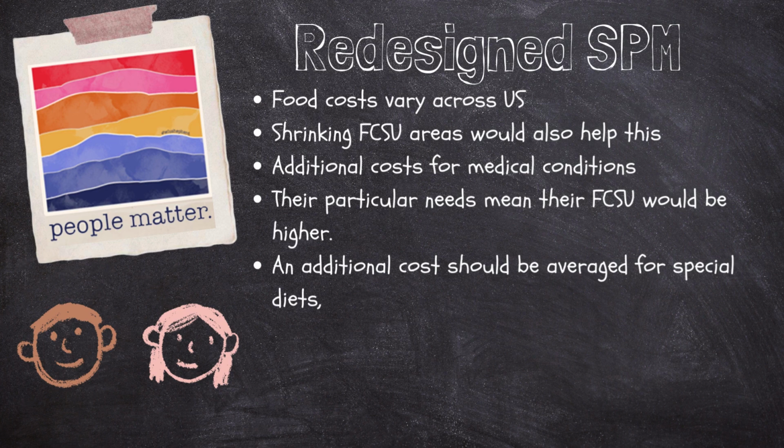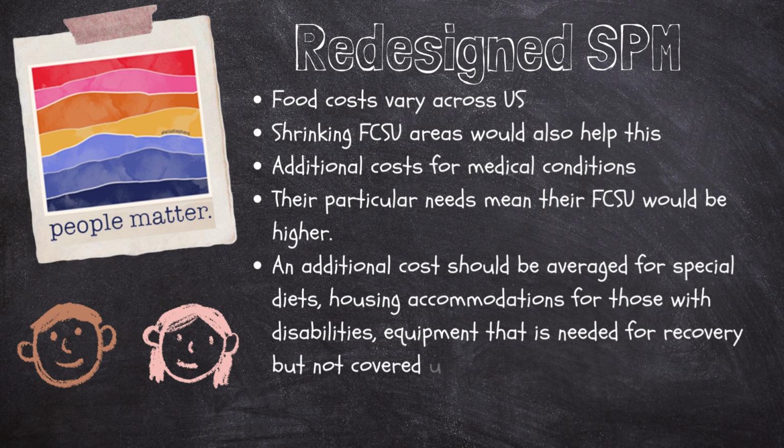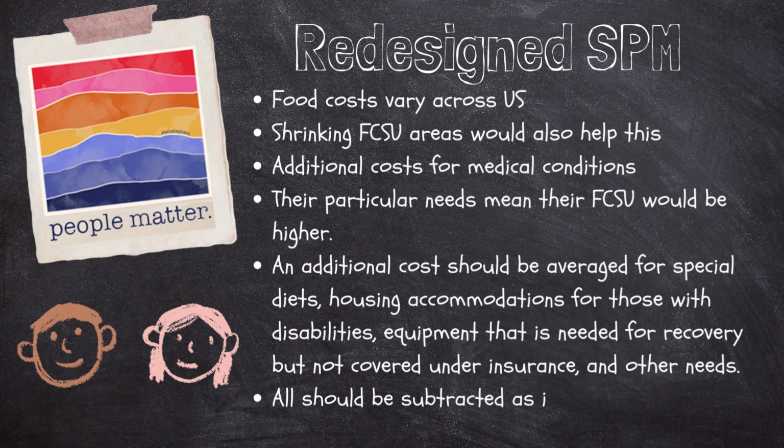If an individual in a household needs a particular diet due to a condition and those foods are more costly, their FCSU would be higher. An additional cost should be averaged for special diets, housing accommodations for those with disabilities, equipment that is needed for recovery but not covered under insurance, and other needs. This should be considered as part of the subtracted involuntary costs.